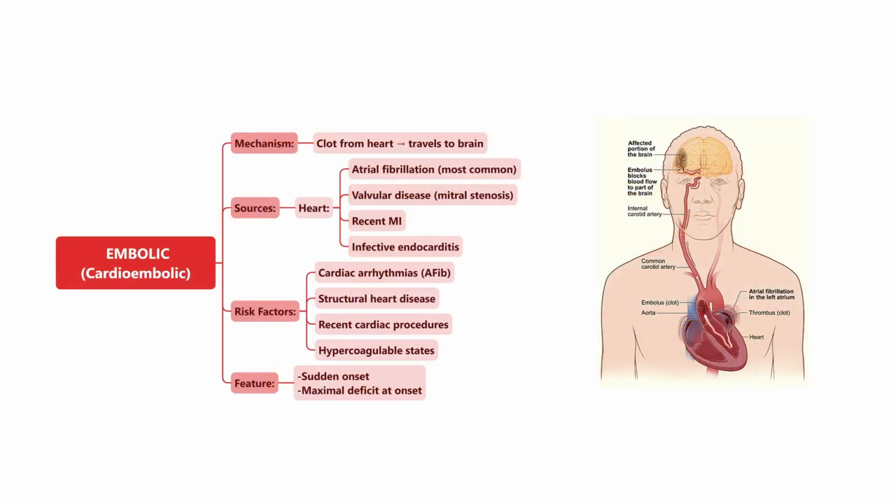When the embolus sources from the heart, it is called cardioembolic stroke. The mechanism involves a clot forming in the heart that travels to the brain. The most common cardiac source is atrial fibrillation. Other sources include valvular disease, such as mitral stenosis, recent myocardial infarction, and infective endocarditis.